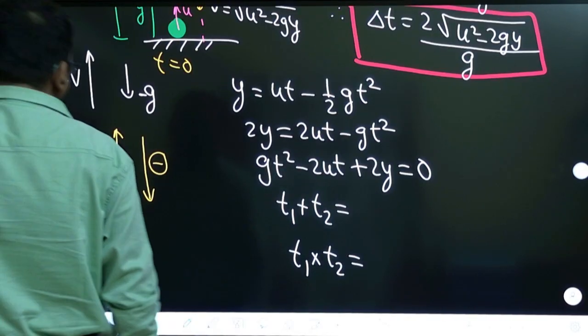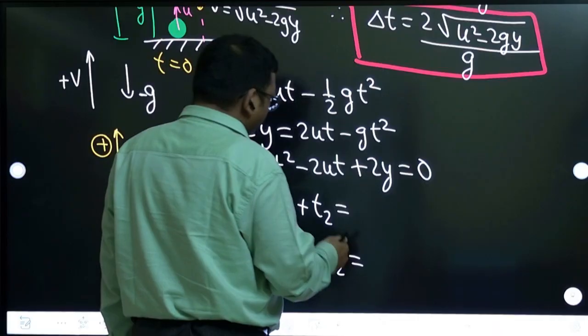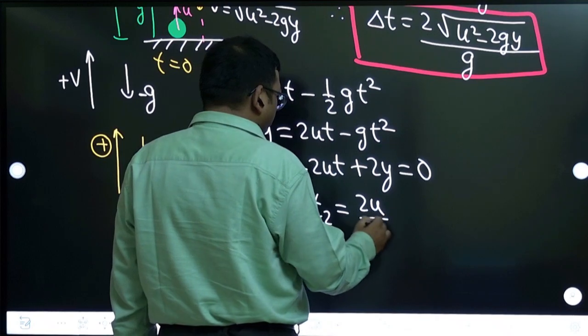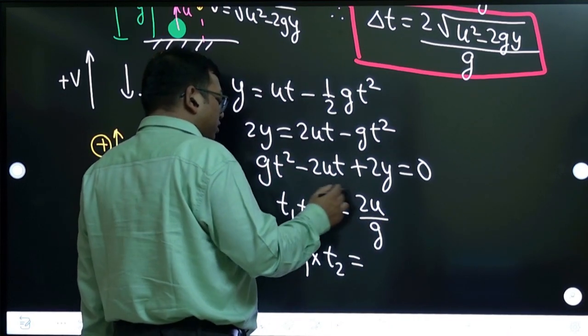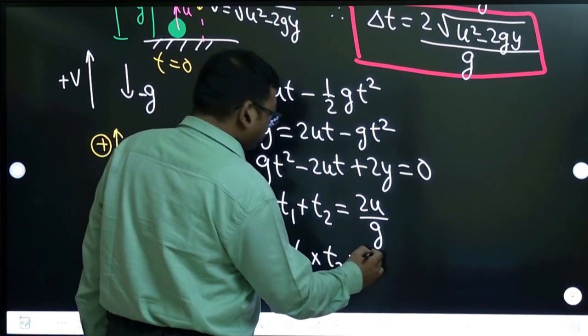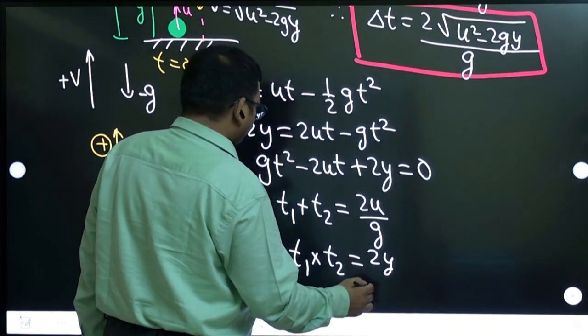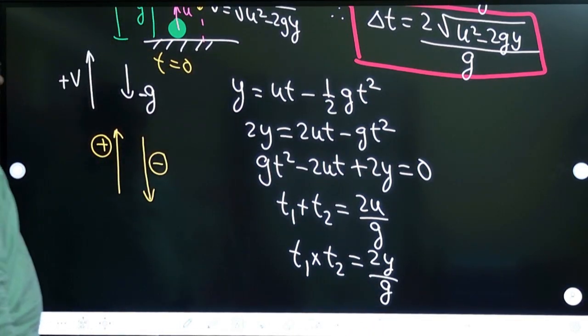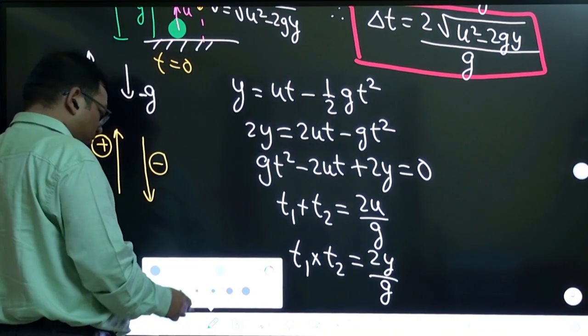No, no. See, sum of roots is minus b by a. You know now, this is b here, minus. So this is 2u by g, and product of roots is c by a, so 2y by g. This you have to note. This is the shortcut you will use in problems in NEET.